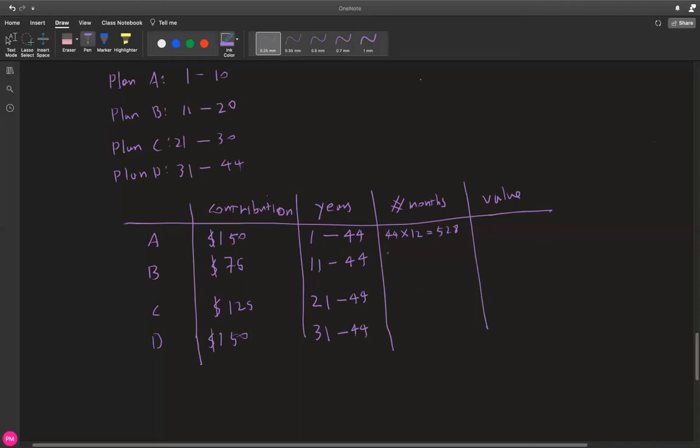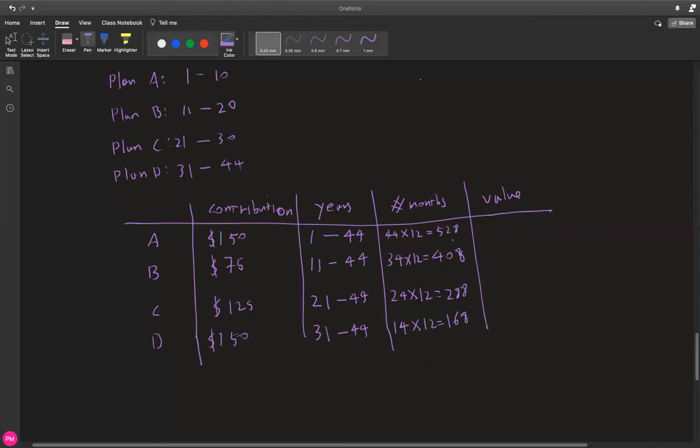Similarly, this one would be a 34-year period for 12 months, which will be 408 months total. And for the 24-year period from plan C will be 288 months. Sorry. And lastly, the rest in this case is 14, and you're multiplying by 12, should be 168 months.